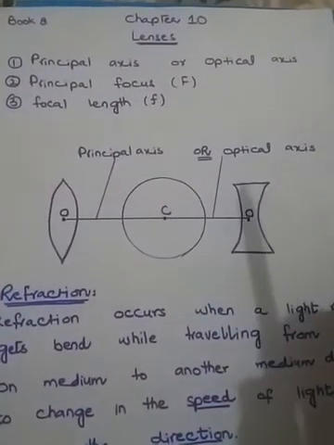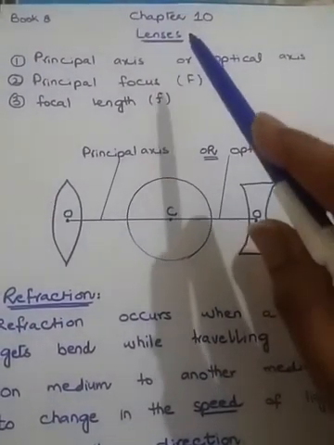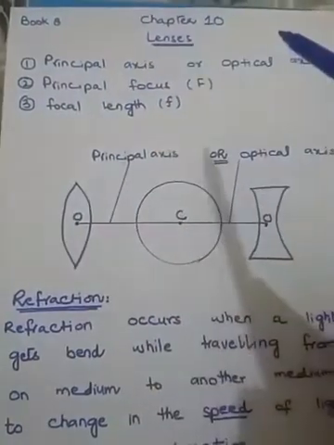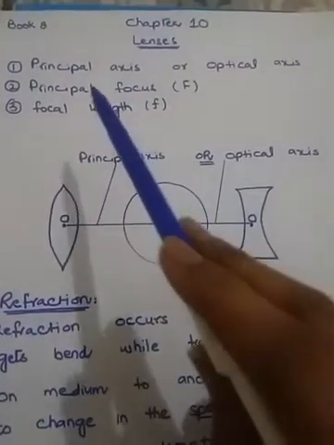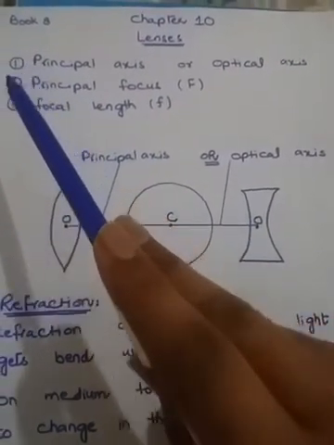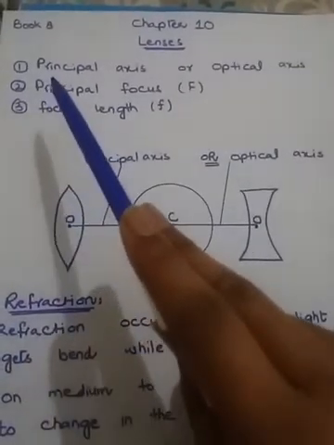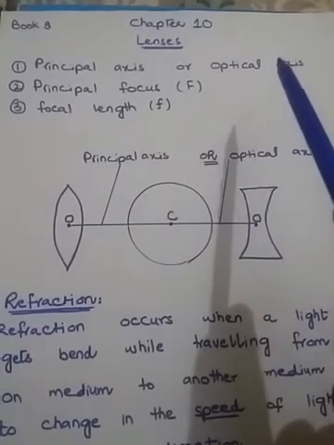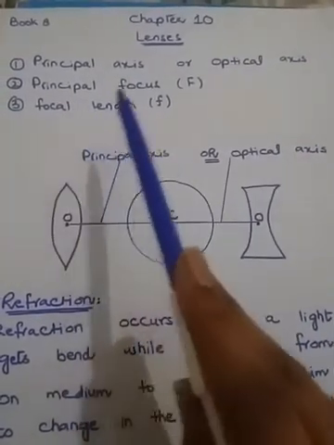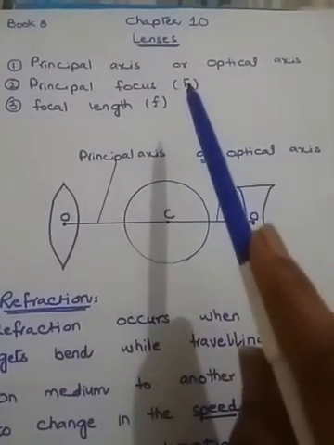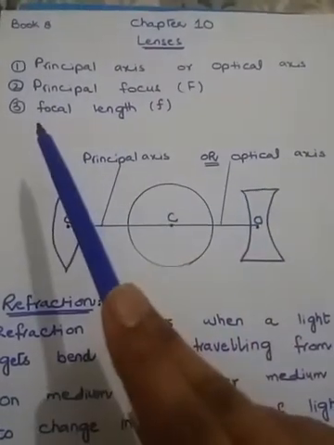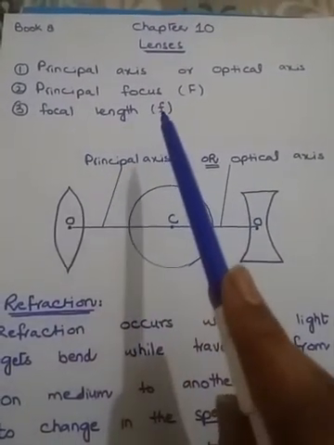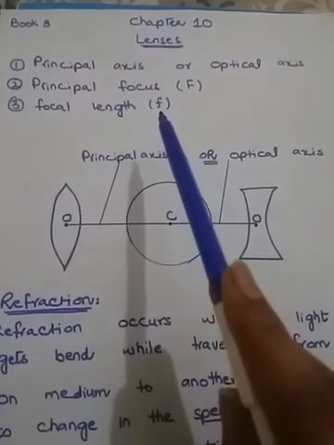Hello students, I am going to discuss the lenses chapter with you from Book 8. This is my second lecture and in this one I have 3 points to discuss with you. First point is principal axis or optical axis. Second one is principal focus. We represent it with capital F. And third point is focal length. We represent it with small f.